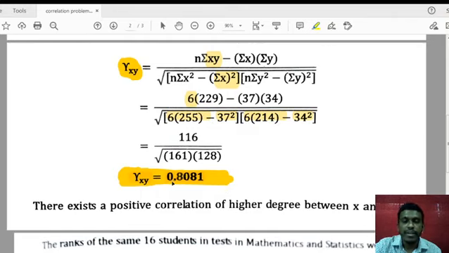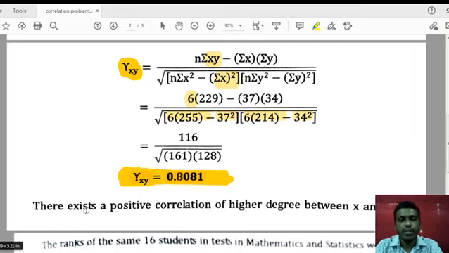Here it is a positive correlation because we are getting a plus answer. If this answer had been negative, we would have got negative correlation. So there exists a positive correlation, first thing. Now this is a very high value. Anything above 0.7 can be considered a high value, so a higher degree between x and y. So you can just write that there exists a high positive correlation between x and y. That is, there is high positive correlation between the marks obtained by students in mathematics and the marks obtained by students in statistics. So this fetches you some marks.